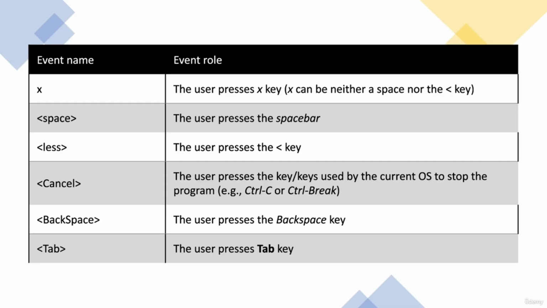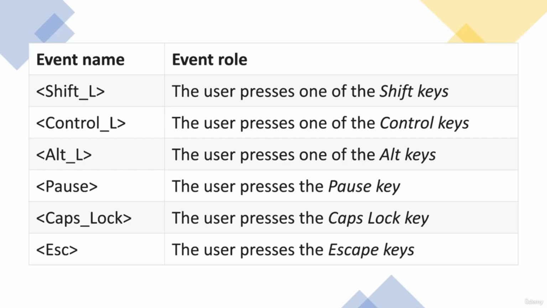We have Cancel event, which cancels a program. So the Tab event is when the user presses the Tab key, while the BackSpace is when the user presses the backspace key on the keyboard. We also have the Shift, Control, and Alt events. For example, Shift is when the user presses one of the Shift keys, and Control_L is when the user presses one of the Control keys, while Alt_L references when the user presses one of the Alt keys on the keyboard, while the Pause, Caps Lock and Escape events are self-explanatory.